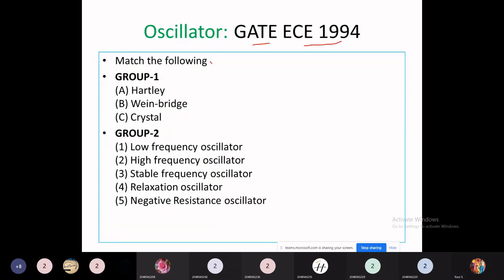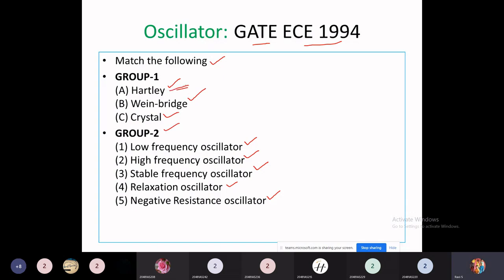Match the following. The question is slightly different. So they have given 3 oscillators, namely Hartley oscillator, Wien bridge oscillator, and crystal oscillator. We have to match with another group stating that something may be low frequency oscillator, high frequency oscillator, stable frequency oscillator, relaxation oscillator, and a negative resistance oscillator. How can I identify this? First, let us try to classify each of these oscillators in group 1. Then it is easy for us to solve this one.